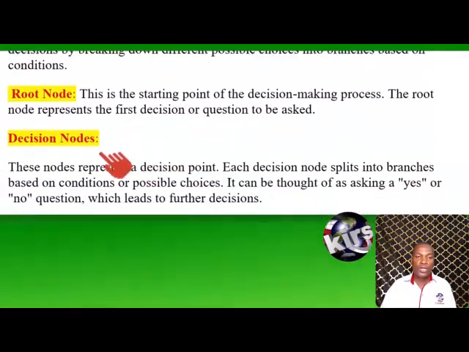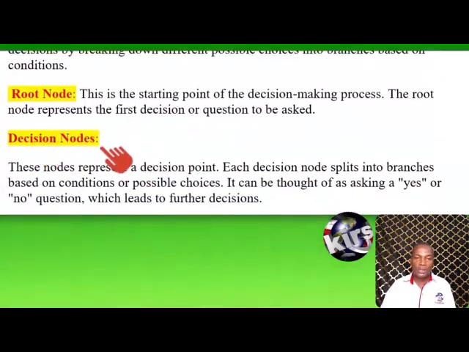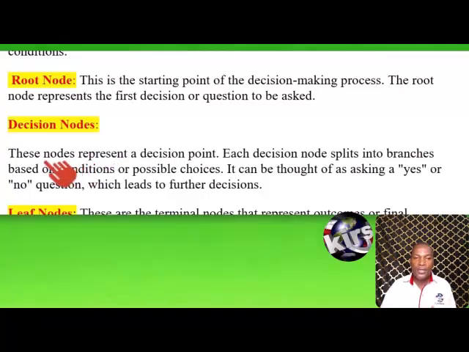Then we move on to the next term, decision nodes. And these nodes represent a decision point. Each decision node splits into branches based on conditions or possible choices. It can be thought of as asking a yes or no question, which leads to further decisions.